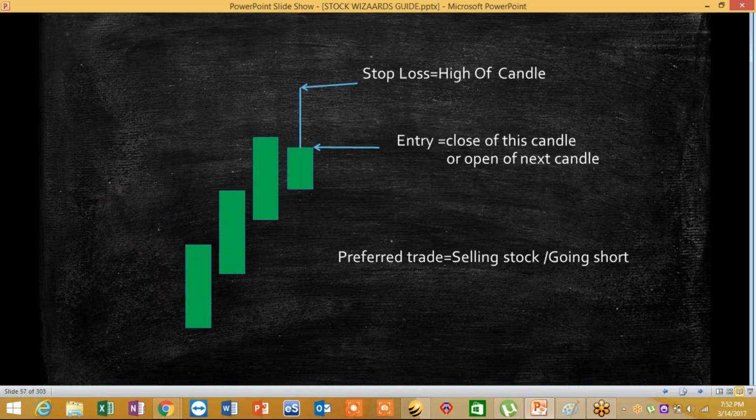Same here. You will prefer to go short. Stop loss would be at the high of the candle. Entry will be the close of this candle or open of the next candle. This is also clear to you, right?